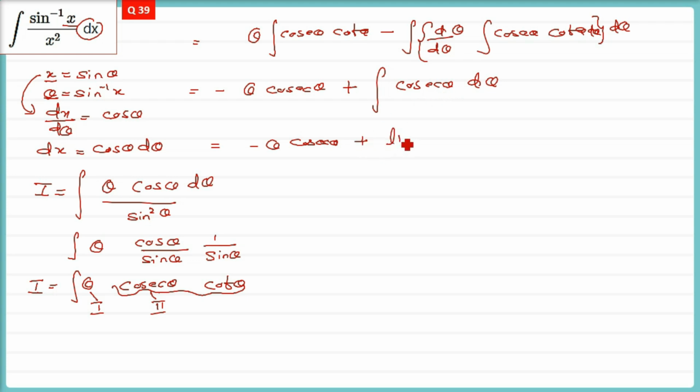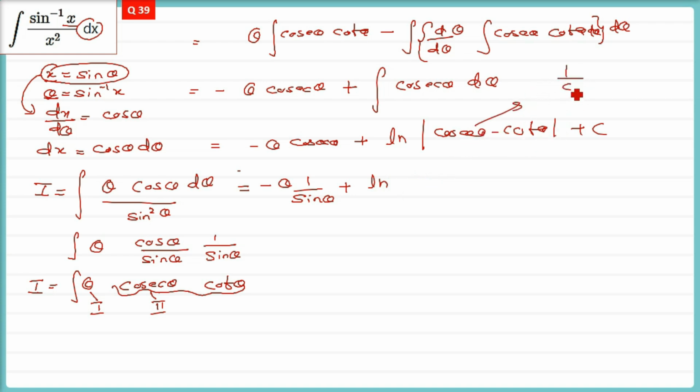What is the direct result? It's log base e, you can write it as ln, modulus cosec theta minus cot theta, and then the constant of integration. I told you the final step in theta, but we still need to convert it into terms of x. Let us first resolve it. Minus theta cosec theta can be written with 1 by sine theta, plus ln of cosec theta minus cot theta written like this: cosec theta is 1 by sine theta, minus cot theta, which is cos theta by sine theta, and this will be 1 minus cos theta by sine theta.